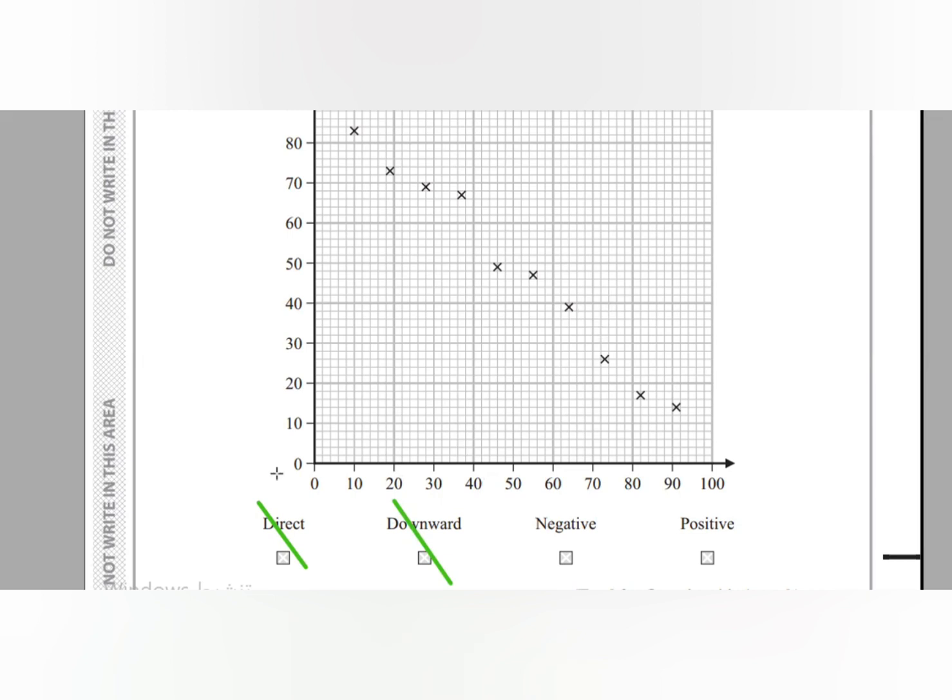If the points, starting from the 0 going that way, to the positive way, are going up like this, it means it's a positive correlation. And if the points are going down, like we can see in the scatter graph here, it means it's a negative correlation. So the correct answer here is what? Very good. It's negative correlation.